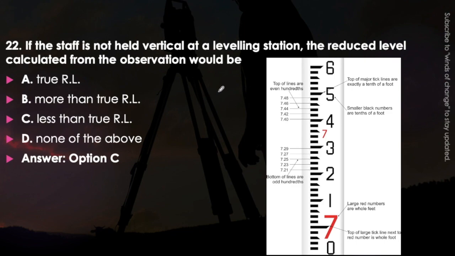Let's say the staff is like this in the vertical position and it is being tilted to this position. The value that will be observed here, let's say the line of sight going like this, in this case there will be more intercept, so this height will be more than this one. So more will be the value taken on the staff. While reducing it from the height of instrument, the reduced level obtained will be lower than the true RL. So option C will be the correct answer.